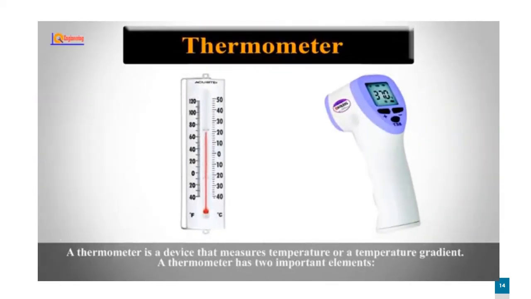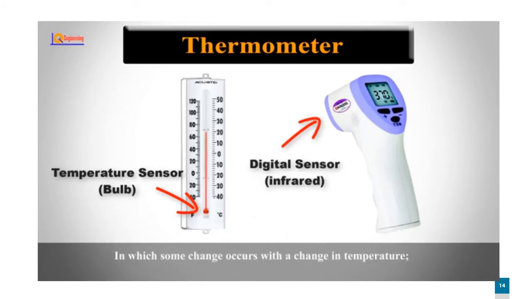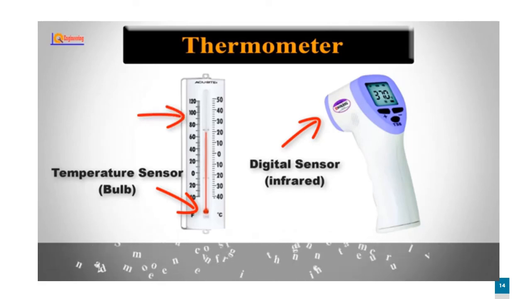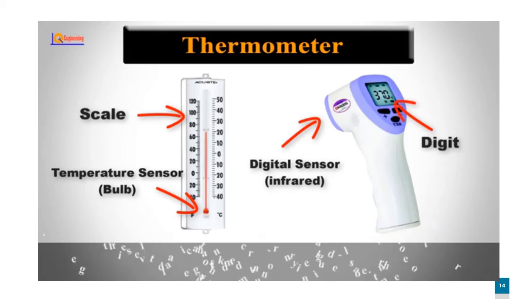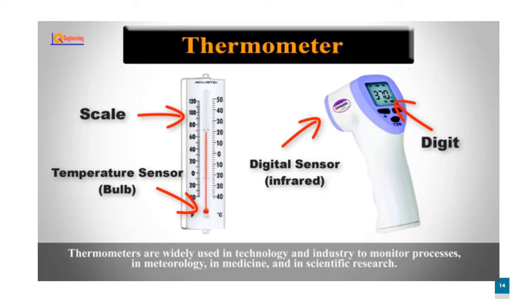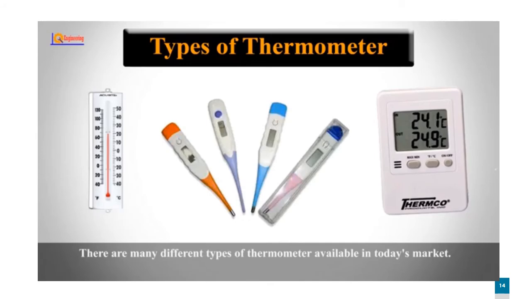A thermometer is a device that measures temperature or a temperature gradient. A thermometer has two important elements. One, a temperature sensor, in which some change occurs in a change in temperature, and two, some means of converting this change into a numerical value. The visible scale that is marked on a mercury in glass thermometer or the digital readout on an infrared model. Thermometers are widely used in technology and industry to monitor processes, in meteorology, in medicine, and in scientific research. There are many different types of thermometer available in today's market.